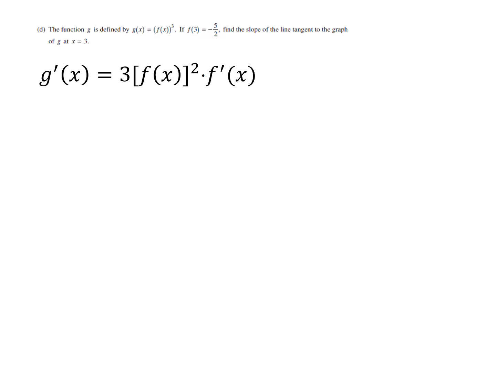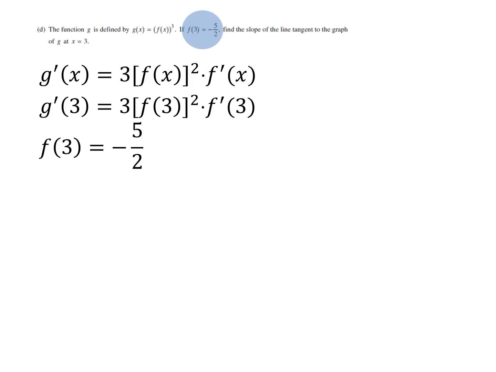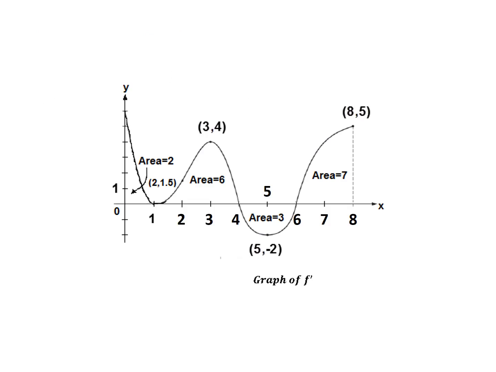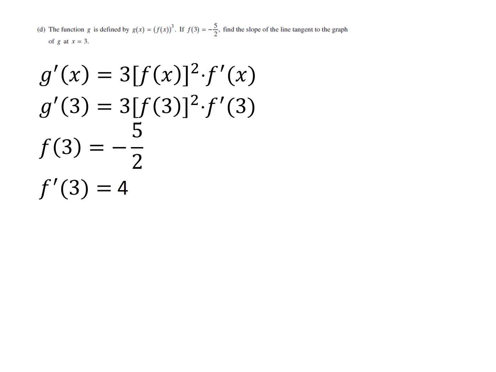Then, we find the slope of the tangent line at x equals 3, which is g prime of 3 equals 3 times f of 3 squared times f prime of 3. As given, f of 3 equals negative 5 over 2. Based on the graph of f prime, we can tell that f prime of 3 equals 4. Therefore, g prime of 3 equals 3 times negative 5 over 2 squared times 4 equals 75. The slope of the tangent line of g at x equals 3 is 75.